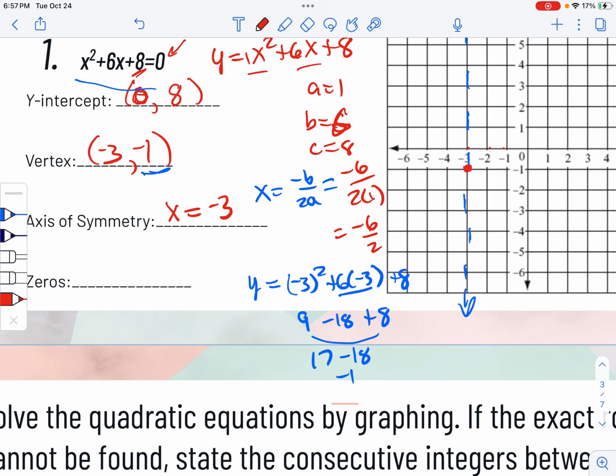All we got to do is find the zeros where it crosses the x-axis. So I'll put this table right here. I always start with the vertex. That was negative 3, negative 1, and I plug in x values that work towards the y-axis. So negative 2, negative 1, 0. I already know 0 is 8.